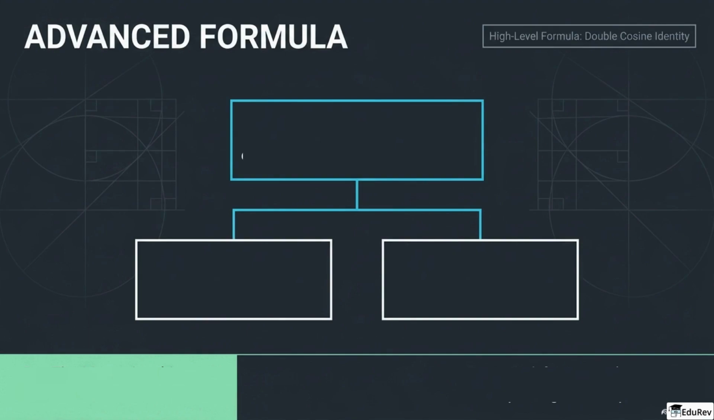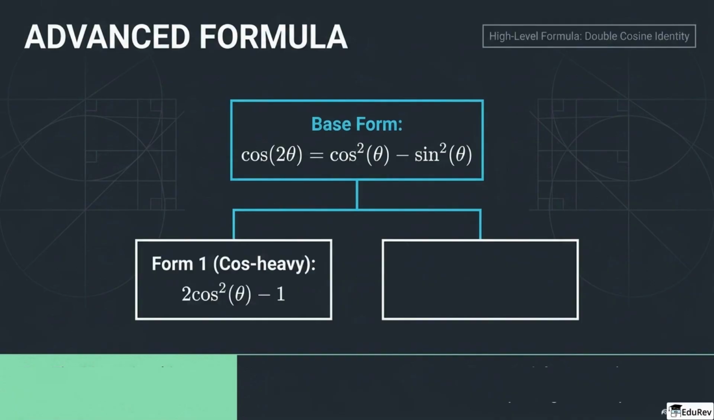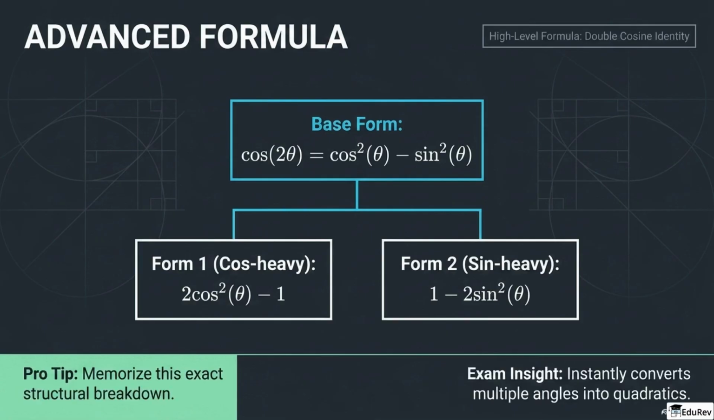The double angle identity for cosine is one of the most useful advanced tools in the chapter. You can write it as cosine of 2 theta equals cosine squared theta minus sine squared theta, or convert it into the form 2 cosine squared theta minus 1 or 1 minus 2 sine squared theta, depending on what simplifies the problem best. That flexibility is the real strength of identities. They let you choose the most efficient representation for the situation in front of you.